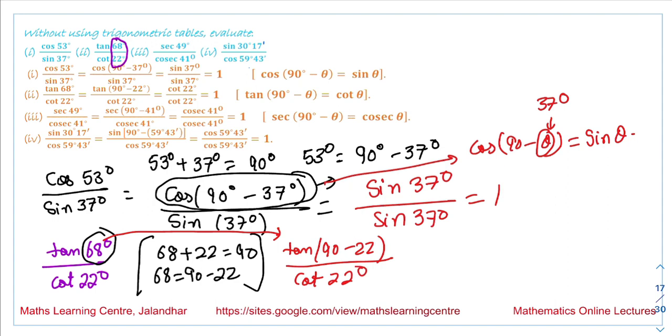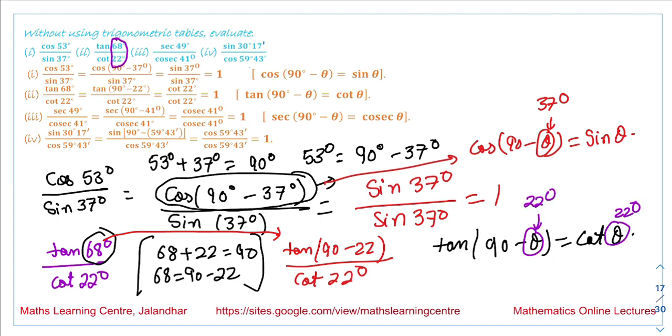Now the formula we have is that tan of 90 minus theta is equal to cot theta. The value of theta over here is 22 degrees. So tan of 90 minus 22 is equal to cot of 22 degrees over cot of 22 degrees, that is equal to 1.